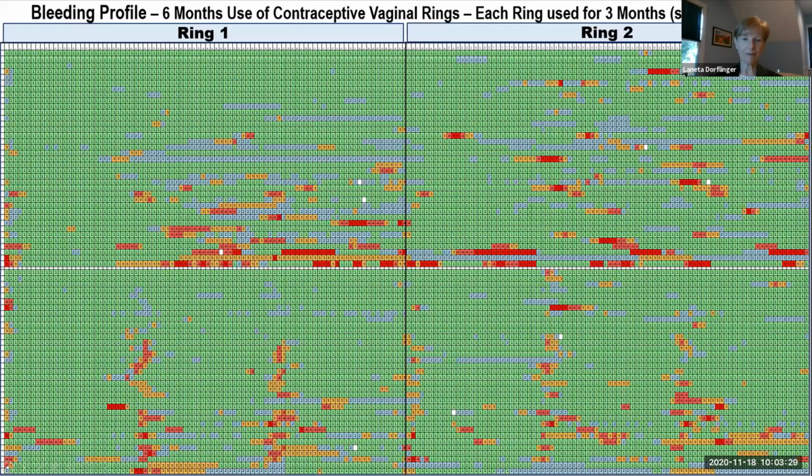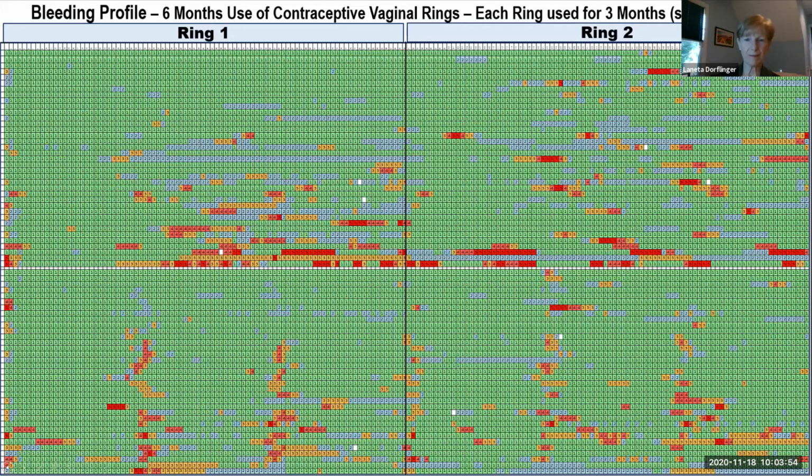Each line is an individual woman who's recording her bleeding over a 6-month period. If she has no bleeding, she puts a green or a 0 in. If she has spotting, which is defined as not needing protection, it's blue. Light bleeding is orange, and then regular and heavy bleeding are different shades of red.